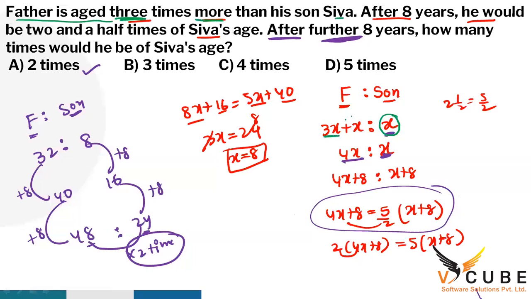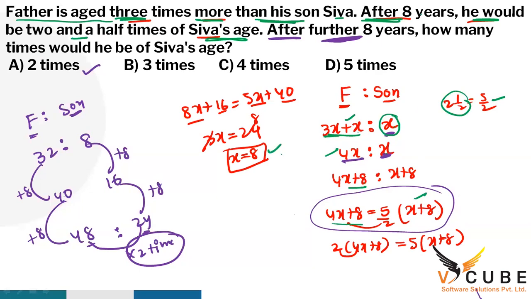More means adding. More than his son. Son's age is how much? X. Then 3x plus x is 4x and is to x. Read the next statement. After 8 years, after means plus, 4x plus 8 is to x plus 8. He, meaning father, would be 2 1 by 2, means 5 by 2, 2.5 times of Shiva's age. Shiva's age is how much? X plus 8.